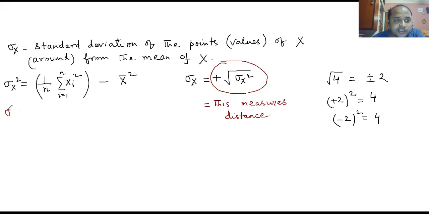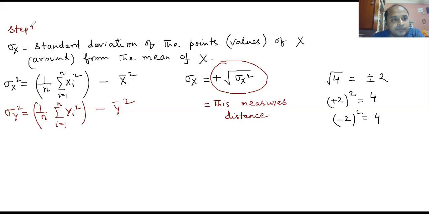Similar is the case with sigma y square also. In sigma y square, we just replace x by y and we write the same formula. So we write it in the following manner. This is the formula, and I'm going to show you in detail how to calculate it. So again, this is my step number 2. I'm actually calculating the standard deviations.